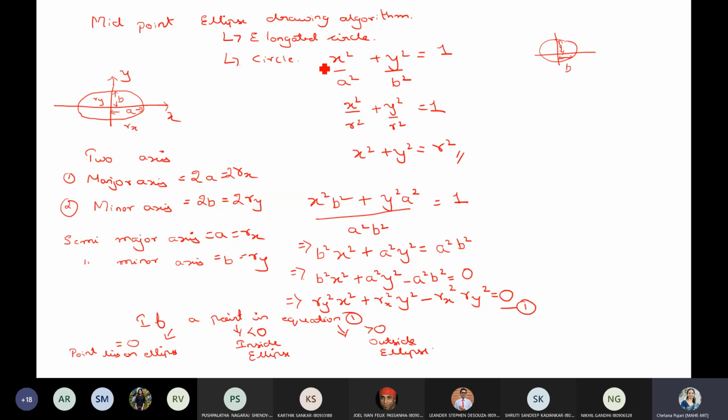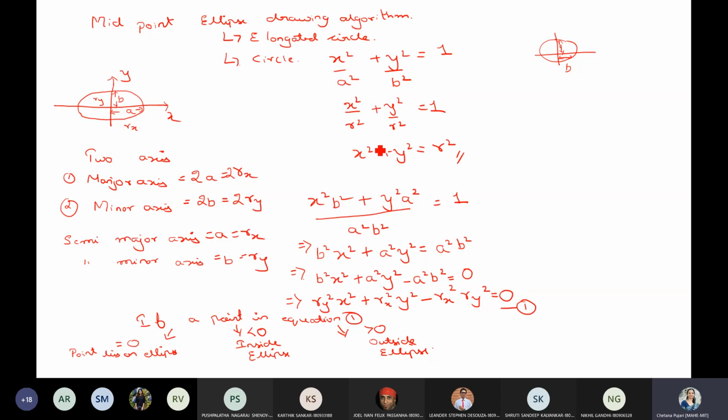And we have seen that the equation of the ellipse can be written as x square by a square plus y square by b square is equal to 1, where a and b represent your radii. In case of a circle, your a and b will be equal, and hence we are going to represent it as r, and you will end up with the equation x square plus y square is equal to r square. Same thing when we are making use of an ellipse.